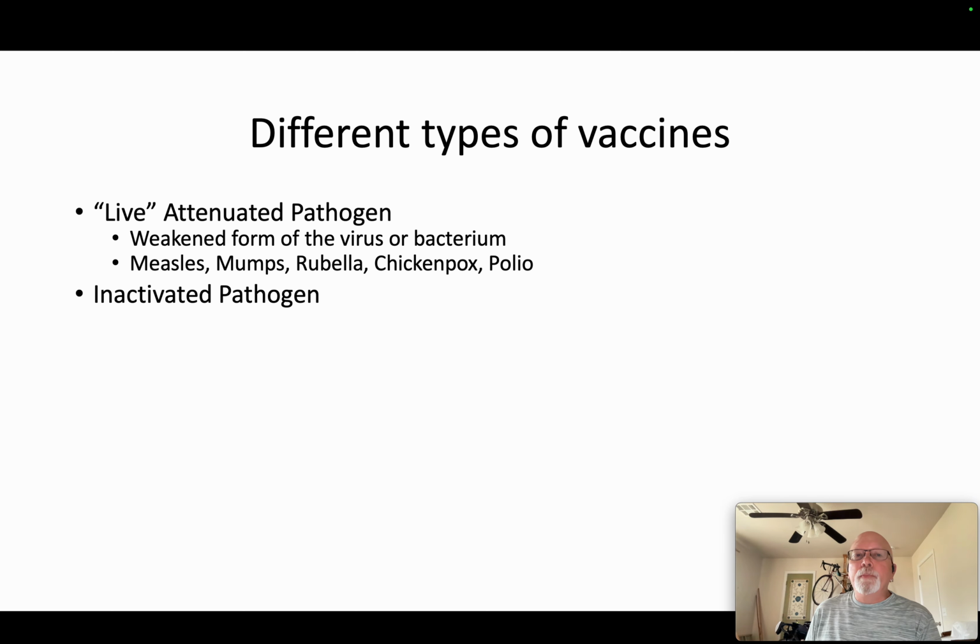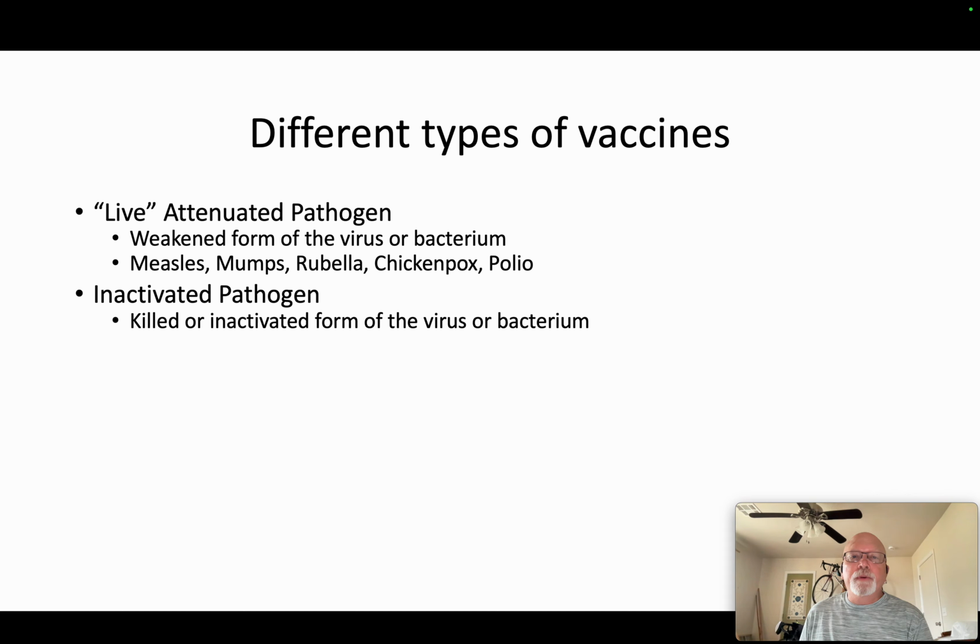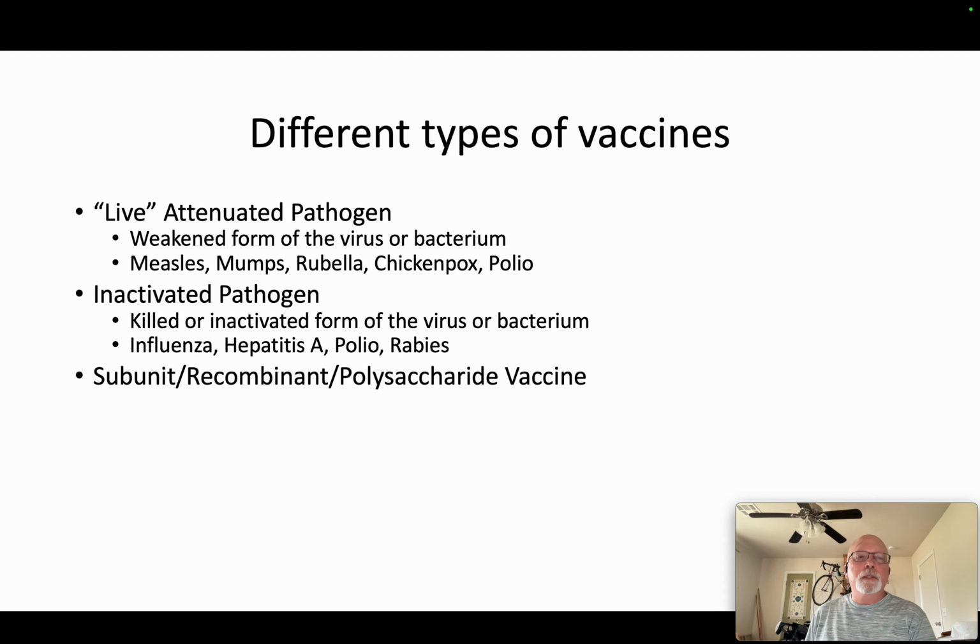An inactivated pathogen is a pathogen that has essentially been killed. It's either killed or inactivated, and this includes our typical influenza vaccines, hepatitis vaccines, polio, and rabies.